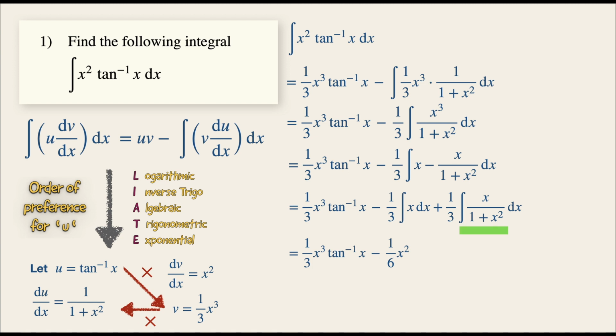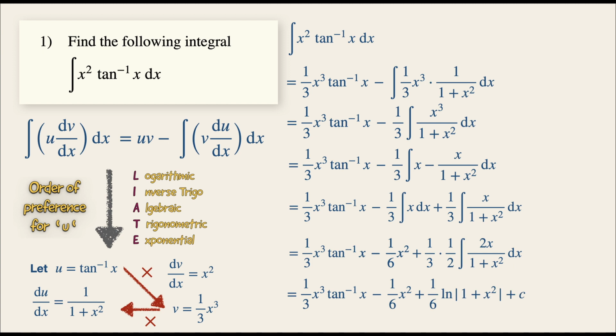And from here in this expression, we can multiply 2 to the numerator so that it is actually a differentiated form of the denominator. And then multiplying by half on the outside so that this can be equivalent, I can actually convert this to a ln function when I integrate it. Alright, so the final answer, we will then have 1 over 3 x cubed tan inverse x minus 1 over 6 x squared plus 1 over 6 ln of 1 plus x squared plus c.